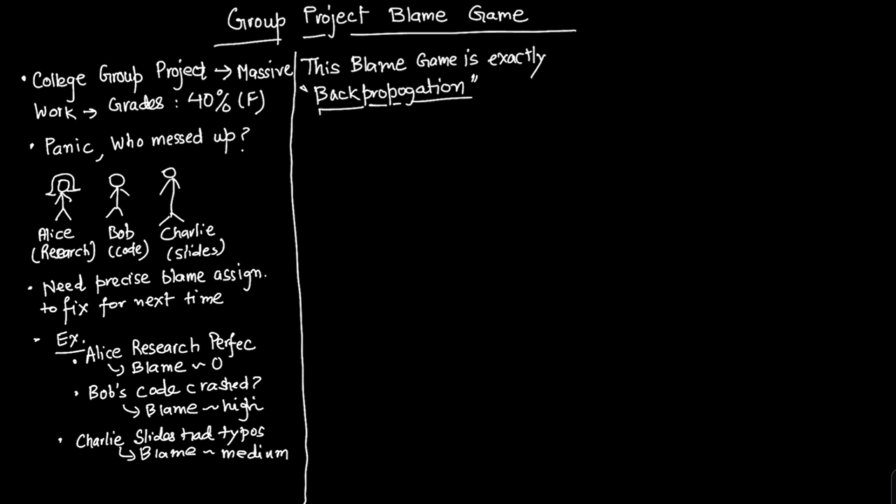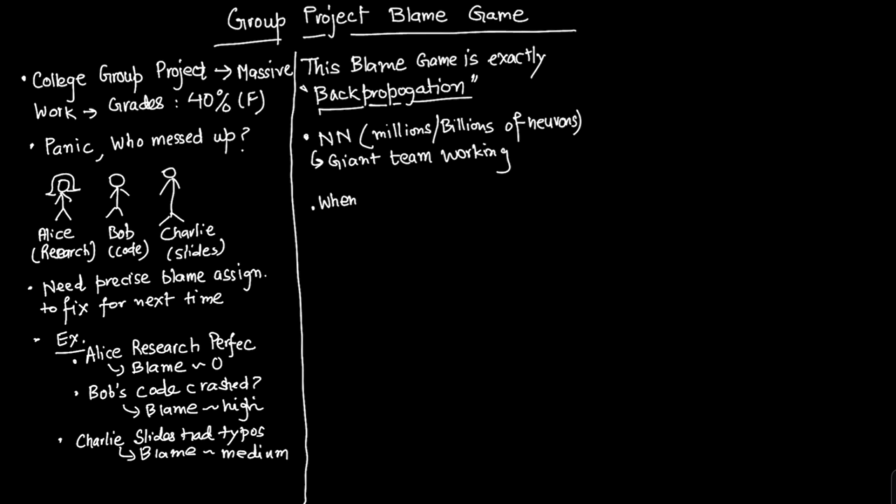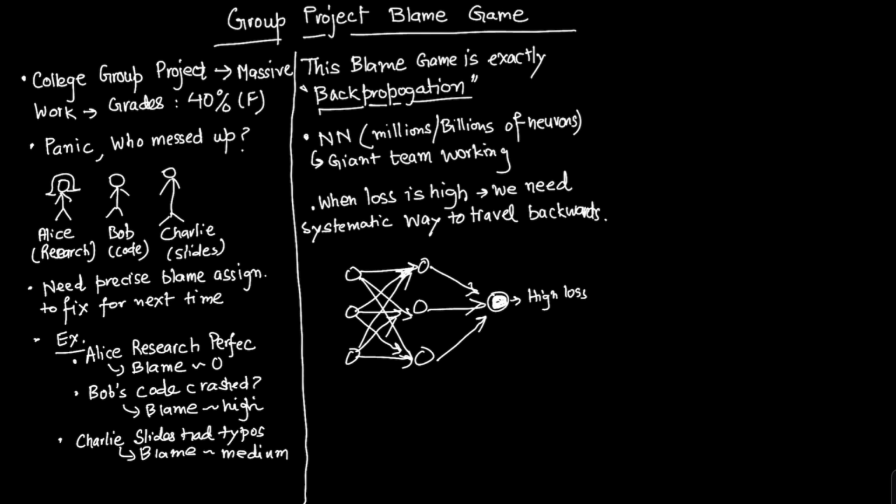In a neural network, you have millions, sometimes billions of neurons working together like a giant team to produce a single answer. When that answer is wrong, when the loss is high, we need a systematic way to travel backwards from the error. Pointing a finger to every single weight in the network and saying, you contributed 0.05 to this error. Change yourself. You contributed minus 0.8. You messed up big time.